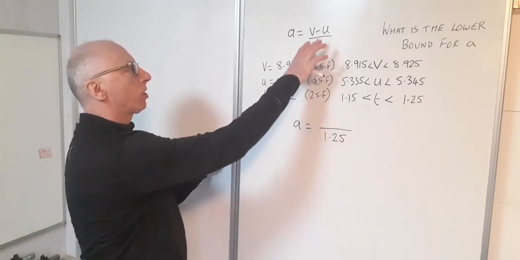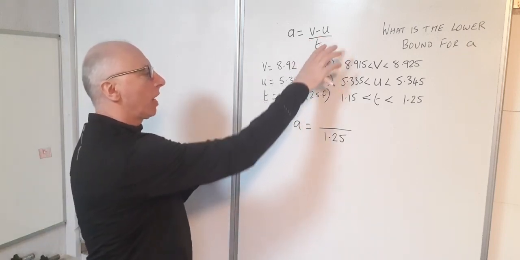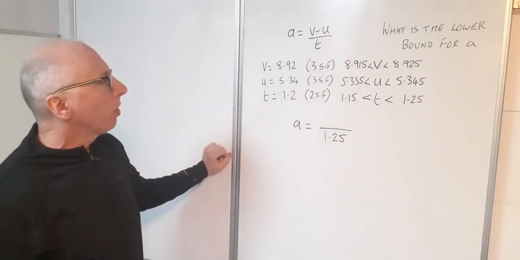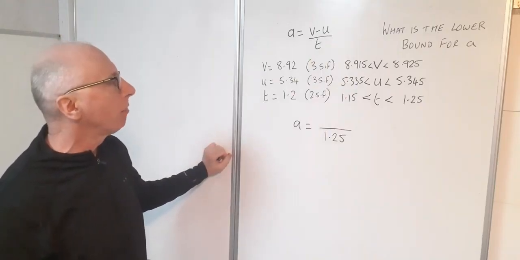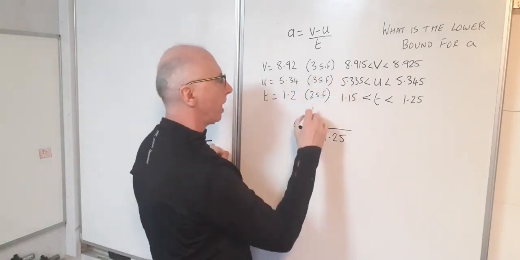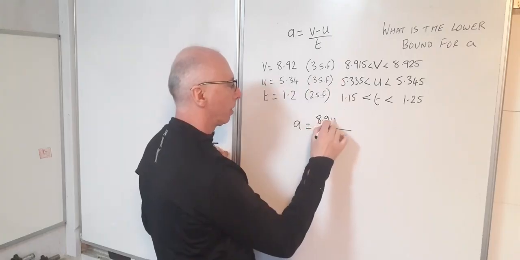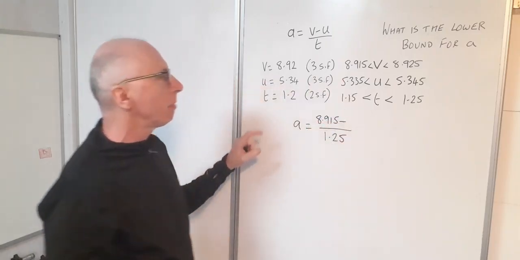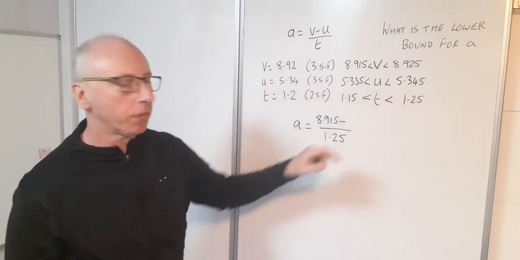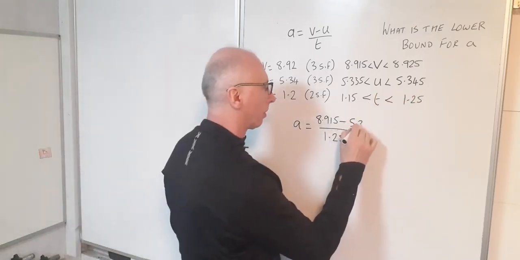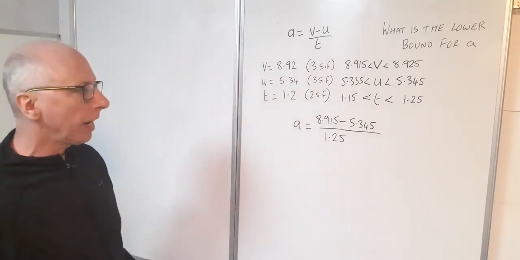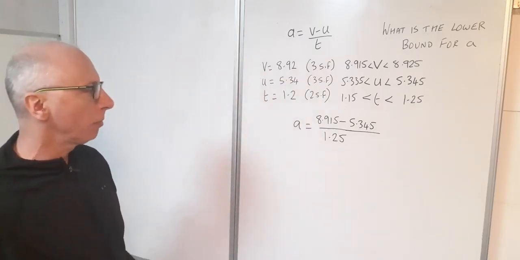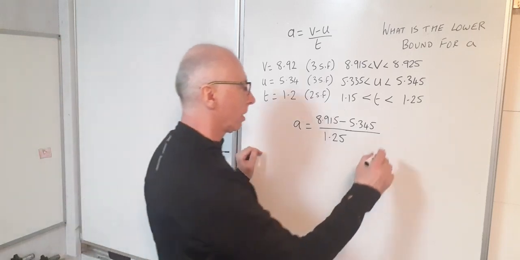So what's the smallest I can make this V minus U? Well, what I want is the minimum value for V and subtract that from the maximum value for U. That will make it the smallest. So for V I'd want 8.915 and then subtract the maximum for U, which is 5.345. Now all I've got to do, if I'm happy with those numbers, is just work out what I've got.